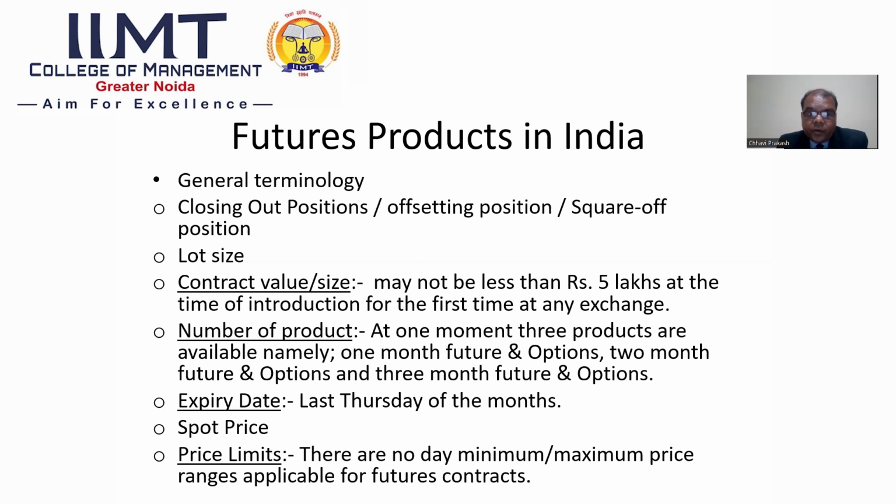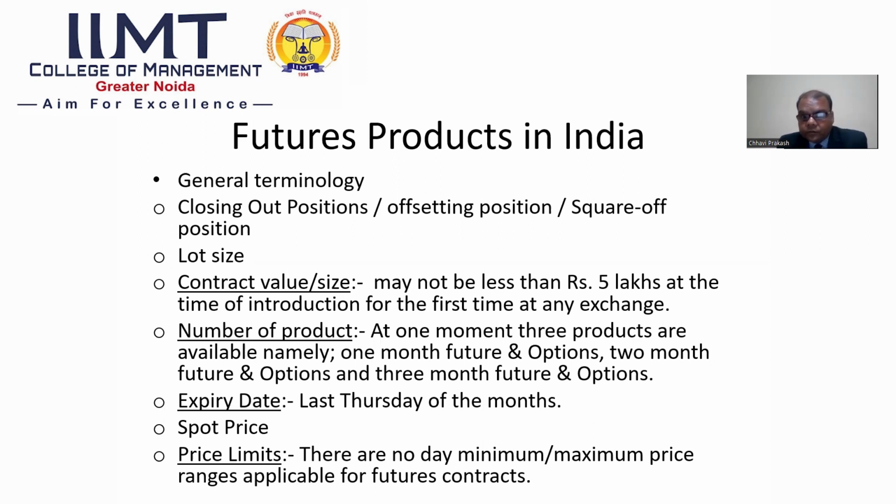Then what is contract value or size? Contract value or size means the lot size multiplied by the price. In case of Tata Steel, lot size is 5,500. Suppose a buyer gets into a contract to buy one lot of Tata Steel at the price of 125. Then 125 multiplied by the 5,500 lot size, the total amount will be 6,87,500. The 6,87,500 will be called contract value or contract size.